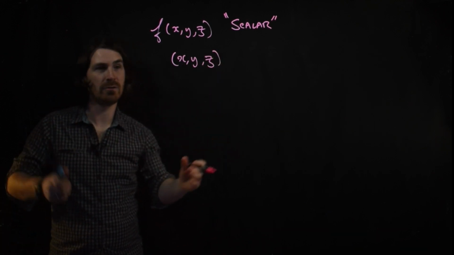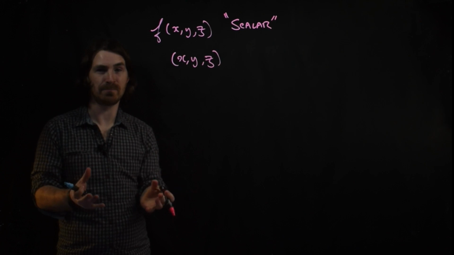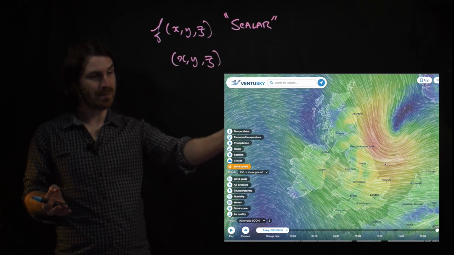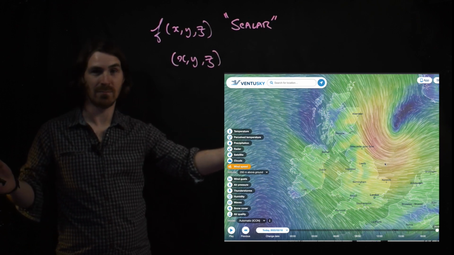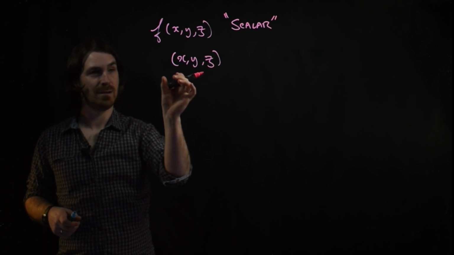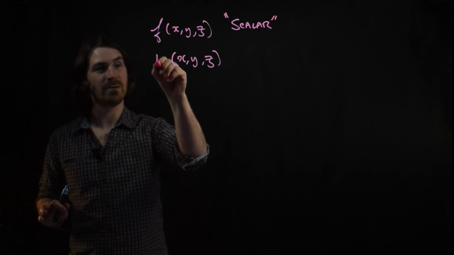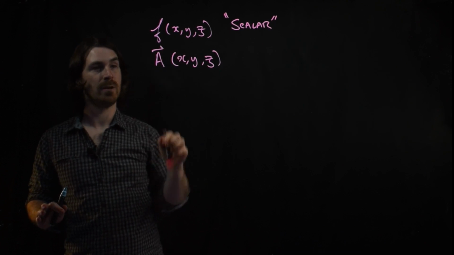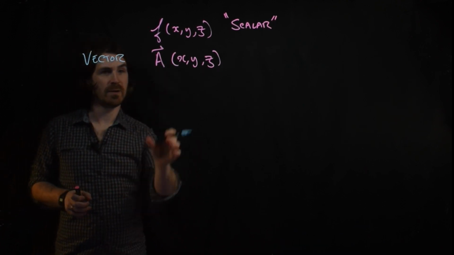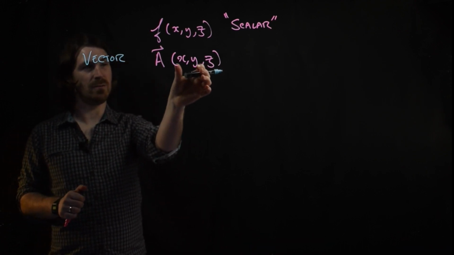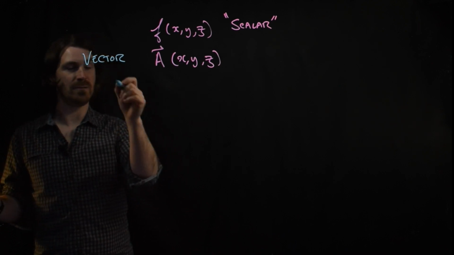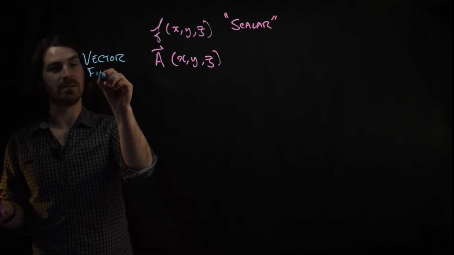if you think about the Earth, at each point on the Earth, think about a weather map. Here's a weather map of the UK, and these arrows indicate the direction of the wind. So at each point, x, y, and z, you don't just have a number, you have a vector. So this is a vector, and it's a vector function. It depends on the position, x, y, and z, and these vector functions are sometimes called vector fields.